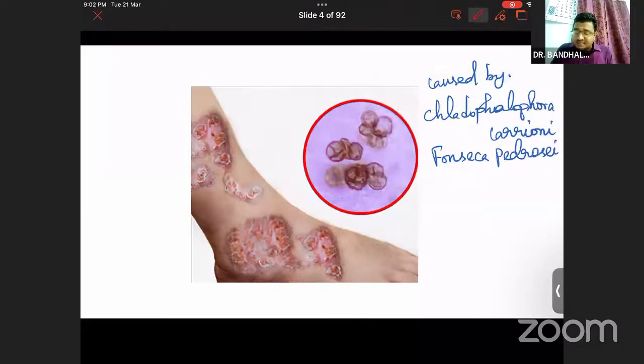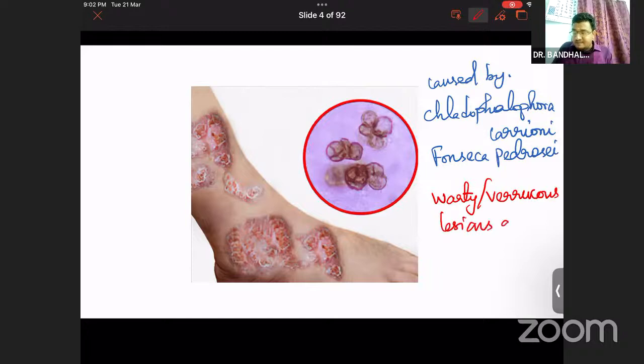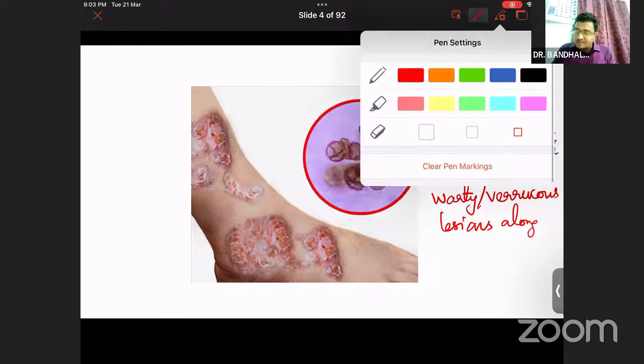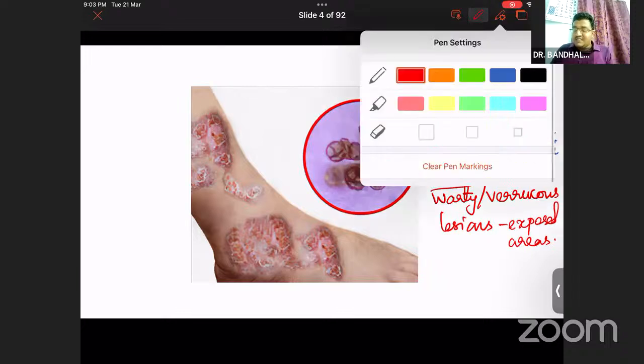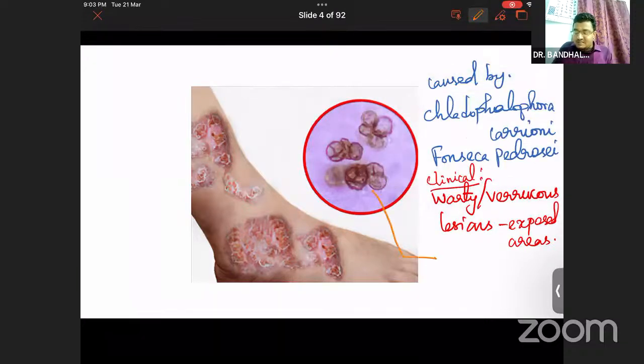The clinical feature is warty or verrucous lesions in the exposed areas like the legs. This is the clinical picture. In histopathology, as we have discussed, there are copper penny bodies, or medlar bodies, or sclerotic bodies.